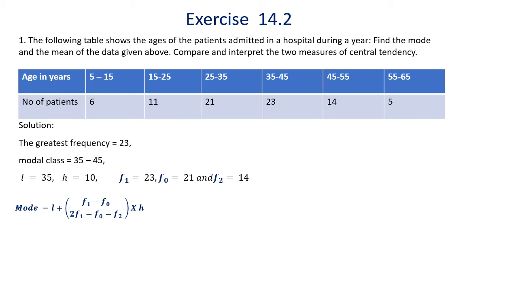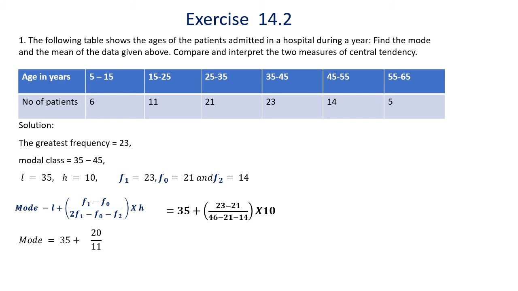Mode is equal to L plus (F1 minus F0) upon (2 F1 minus F0 minus F2), the whole into H. So we substitute: 35 plus (23 minus 21) upon (2 into 23, that is 46, minus 21 minus 14), the whole into 10. Let's solve the brackets separately.